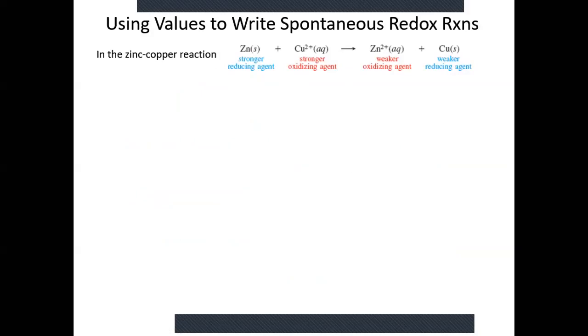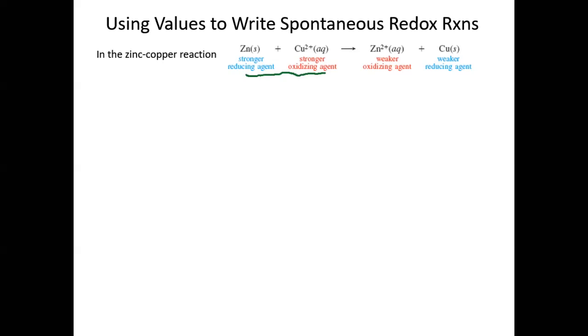So we want to use values to write spontaneous redox reactions. So again, we have zinc reacts with copper 2+. You have zinc 2+ and copper solid. So again, it always goes from the stronger side to the weaker side. So zinc is a stronger reducing agent than copper because it's further down on the reduction table. It has a more negative reduction potential, zinc 2+ does. And copper 2+ is a stronger oxidizing agent than zinc 2+, and that's because its reduction potential is more positive than zinc 2+.